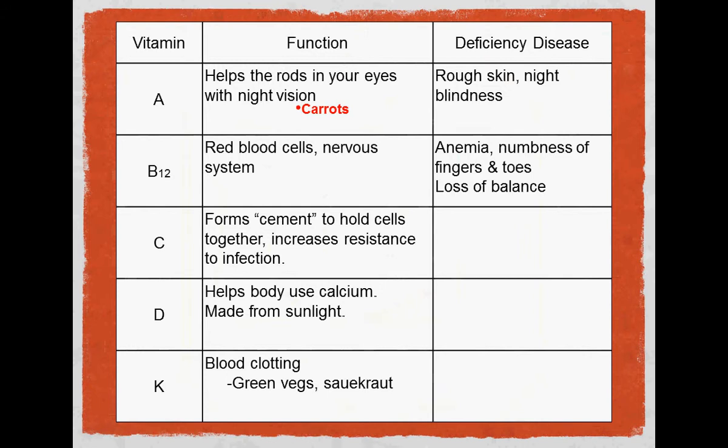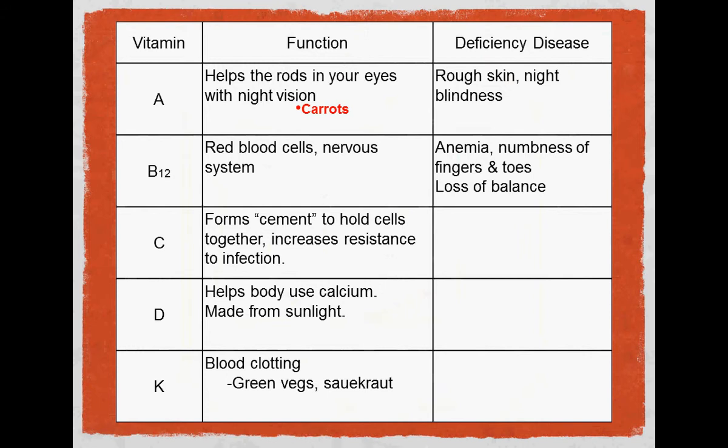Vitamin B12 is an important one. Vitamin B12 is important to our nervous system especially, but also our red blood cells. A person that's deficient in vitamin B12 may have nerve damage. They may have numbness, a lack of sensation, a loss of balance. In extreme cases, it can even be fatal.